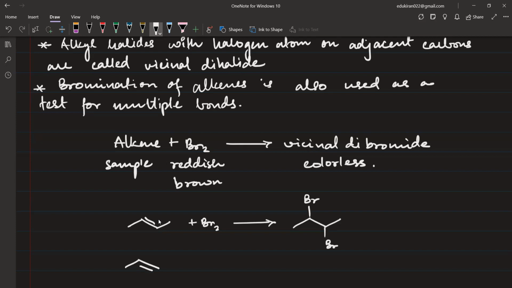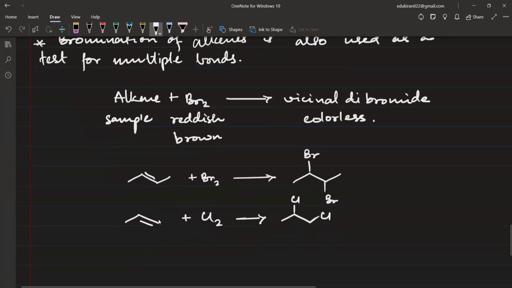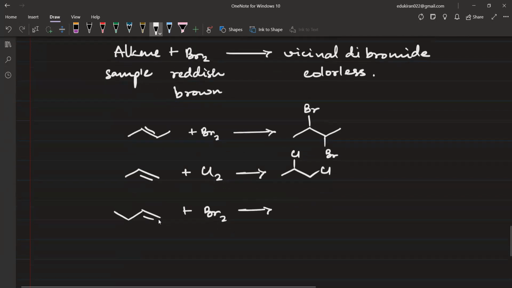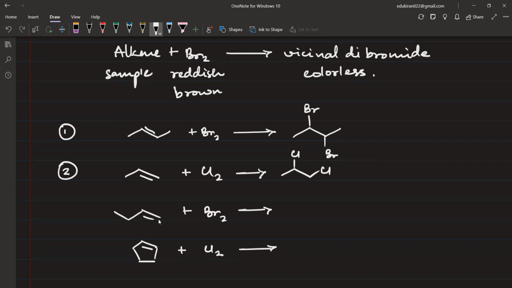Furthermore, let us suppose you have something like this. Here also, let us suppose you have Cl2, chlorine here and chlorine here. Write down the product for these two. And Sindhi, please see that I have broken the pi bond.